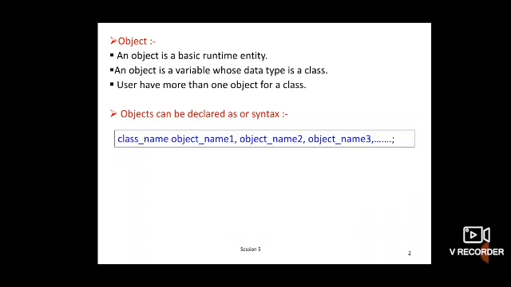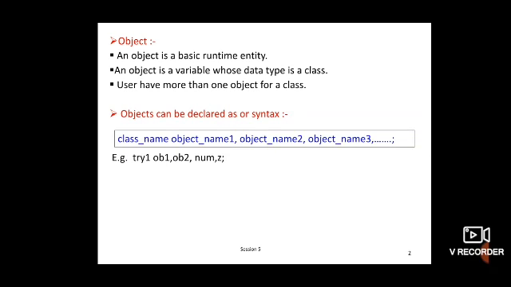Class name, space, object name 1, comma, object name 2, comma, object name 3, comma, and so on. Finally a semicolon is there. The semicolon terminates the statement. This is the format or syntax to declare an object. See the example: try1, then ob1, comma, ob2, comma, num, comma, z, then semicolon.